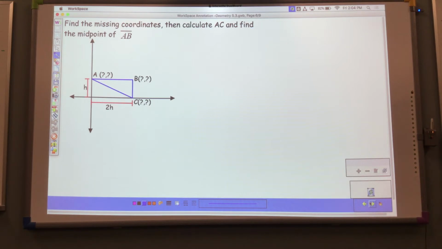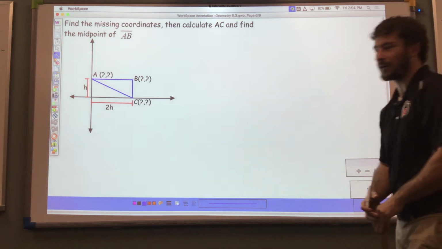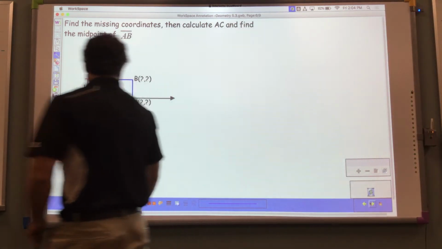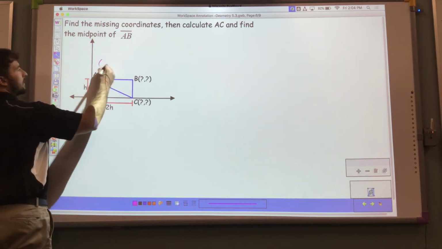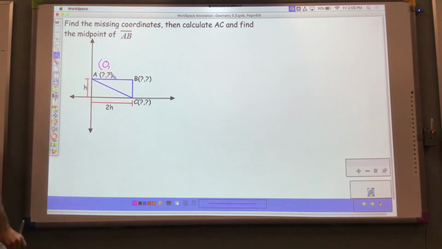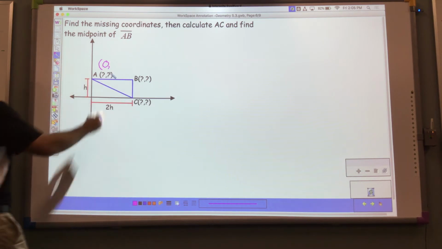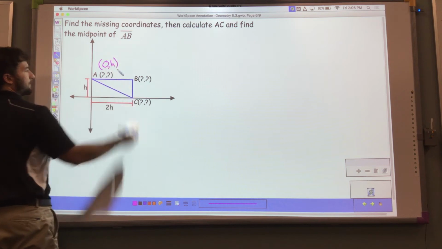Find the missing coordinates, then calculate the length of AC and find the midpoints of segment AB. Okay, let's start with the missing coordinates. Point A, well, if we look at point A, it is on the y-axis. So that means it does have an x value of 0. And this tells you have a height of h, so the y value is going to be h.